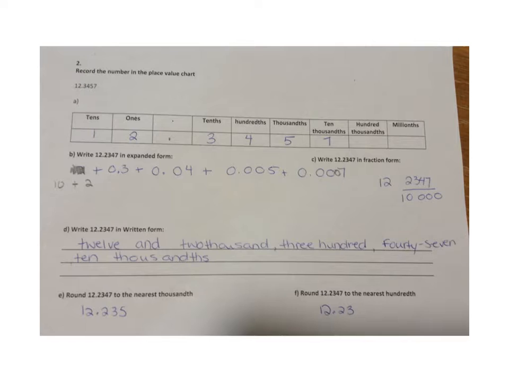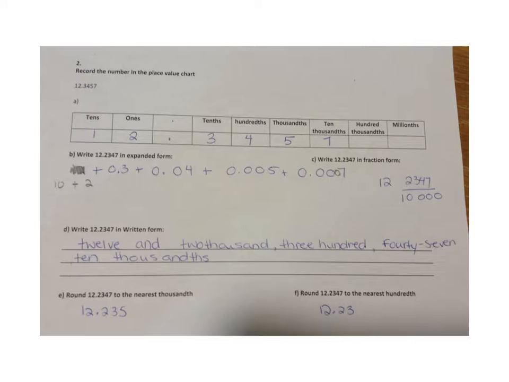Okay, let's get started. The first thing it asks you to do is put it in the place value chart. I orient myself to the decimal. Decimal goes there. I look to the left of the decimal to see what number is before it. I see a 12, so that means I have 1 in the tens column and a 2 in the ones column. Then I just fill in the rest of my numbers here. So I have a 3 in the tenths, 4 hundredths, 5 thousandths, 7 ten thousandths.